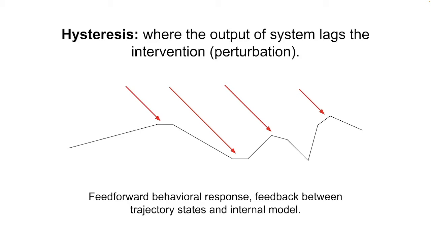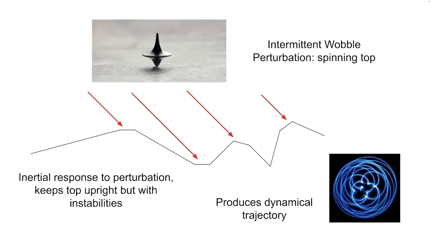If we consider a feedforward behavioral response, we can also see this as a feedback between the trajectory states and the internal model. This is an example of a trajectory being generated by this spinning top. This is something called an intermittent wobble perturbation, something we expect to see with our allostasis machines in terms of the trajectory. We have a number of perturbations, as you can see with the spinning top, and those perturbations and subsequent recovery represent this wobble.